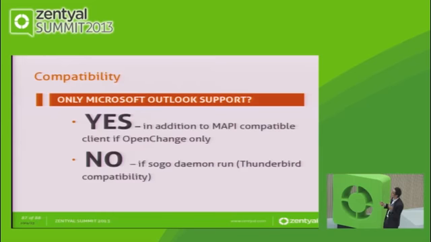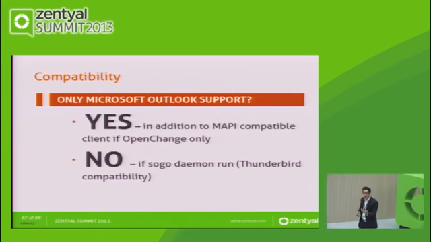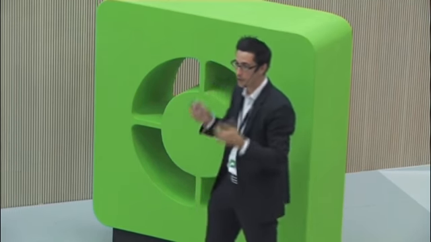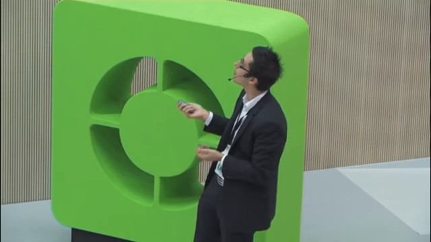Compatibility. It's just to fix something I said yesterday, when I said, is it only available with Microsoft Outlook clients? Yes, if you only use Outlook, and yes, if you only run the OpenChange server. But if you run the SOGo server in the backend, then you also have Thunderbird support, with contact and calendar. So you have the whole thing available. It's only Outlook compatible if you only use the OpenChange side. If you just run the SOGo daemon, then you will have the Thunderbird support. So it's just in case that this is something you require.